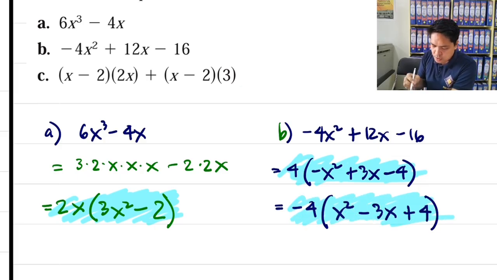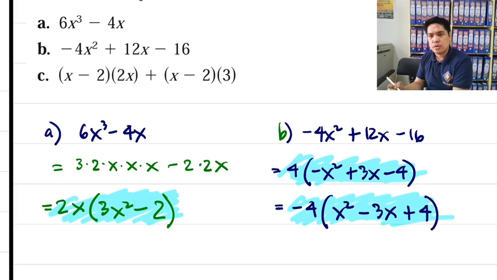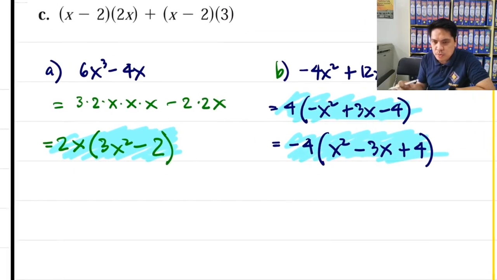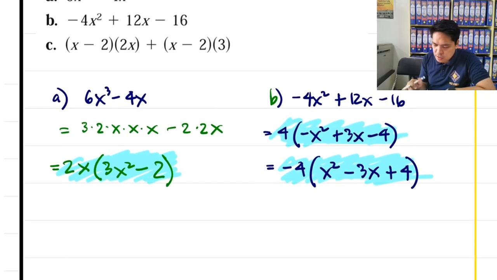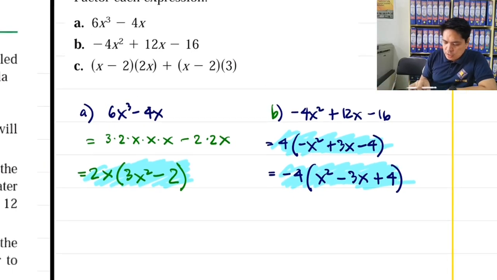Now, pwede din naman, if this is still factorable, then you can factor this out further. Okay? But we'll not discuss that yet. Ito lang muna tayo, ang common factor lang muna. I think it's not factorable anymore, I think. 4 factors of 4. Pwede. Yeah, pwede pa itong ma-factor. Okay? But we will deal with that later.